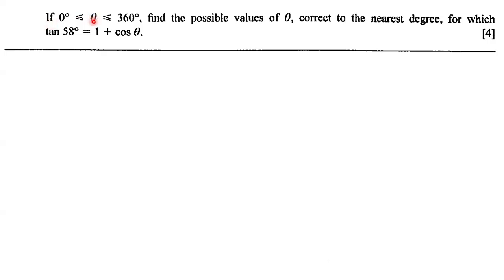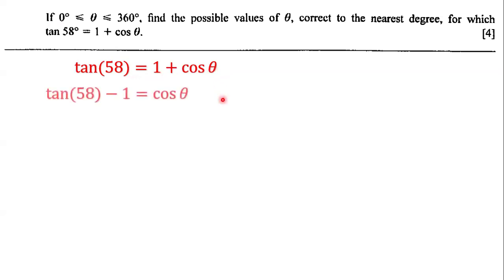If theta is greater than or equal to 0 degrees and theta is less than or equal to 360 degrees, find the possible values of theta correct to the nearest degree for which tan of 58 degrees is equal to 1 plus cosine of theta. And so our goal is to solve this trigonometric equation. And so we need to figure out what is theta.